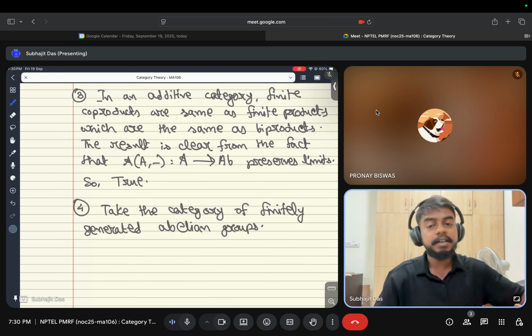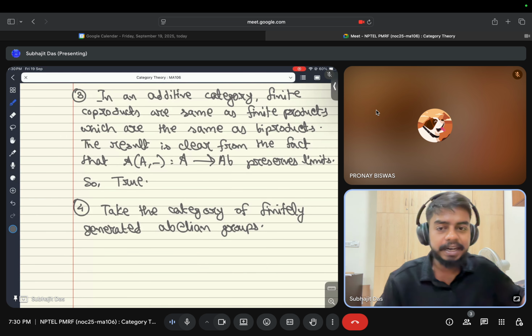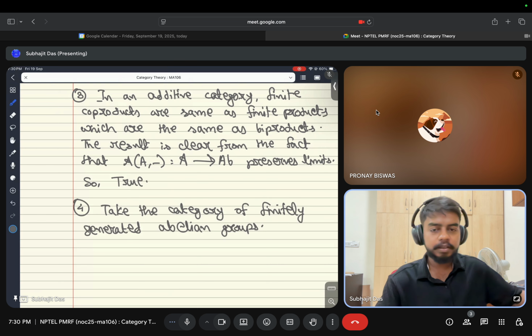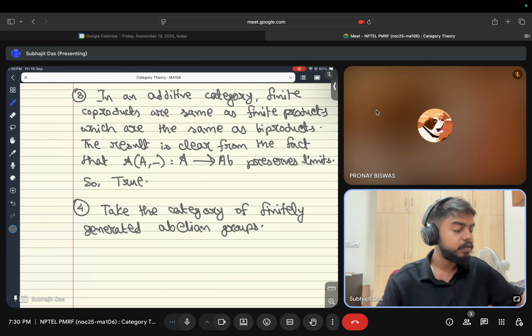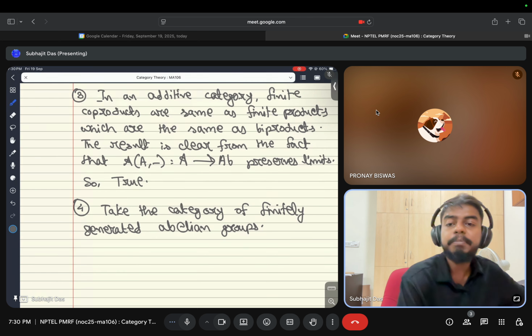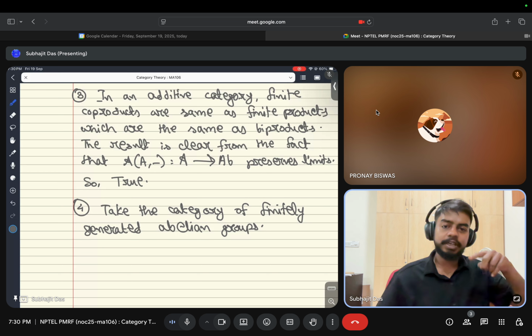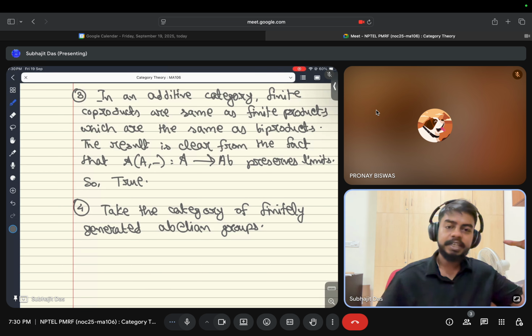epimorphism is regular. So it's an abelian category, but it doesn't have infinite products, nor does it have infinite co-products. That is very easy to see actually. For example, you can take Z. Z is finitely generated, but the coproduct of natural-number many copies of Z is not finitely generated.